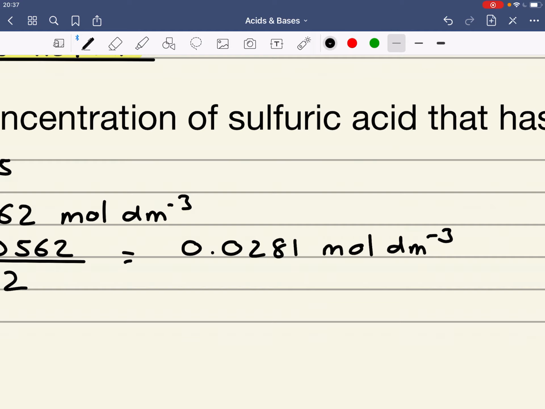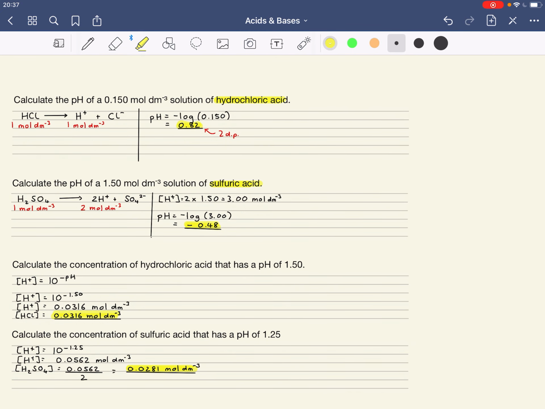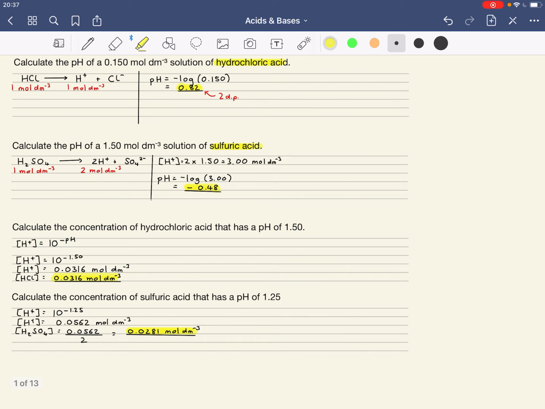So in this video, we've looked at how we can work out the pH of a strong monoprotic and a strong diprotic acid, and we've also looked at how we can work out the concentrations of a strong monoprotic acid and a strong diprotic acid given the pHs.